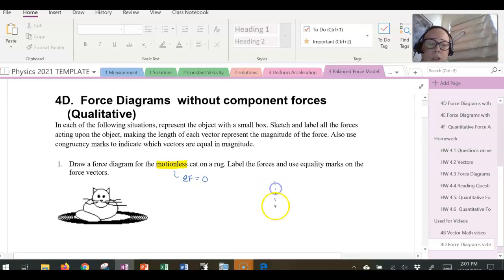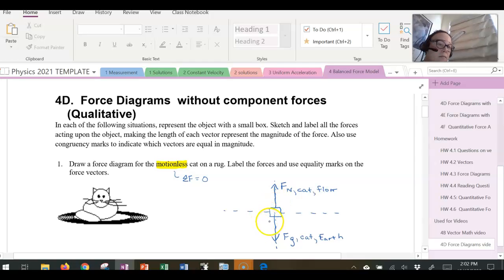Okay, but I'm going to draw some coordinate axes here. I'm going to put a little box at the center. That represents the cat. Okay, and then I want to put all of the forces that I know about. Well, I know that the cat weighs something. So the weight of the cat is a gravitational force that's being exerted on the cat by the earth. And the cat is not falling through the floor because there's a normal force that's being exerted on the cat by the floor.